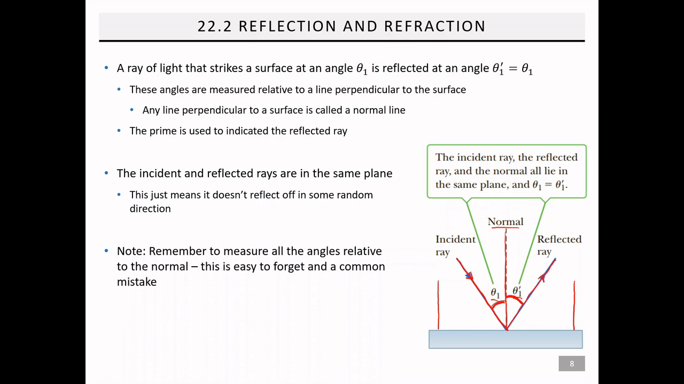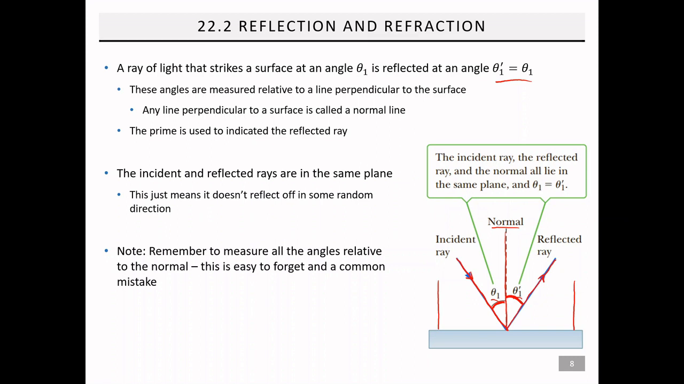Okay, so at the top we have a ray of light that strikes at angle theta 1 and reflects at angle theta 1 prime, and that first bullet point tells us that theta 1 prime is always equal to theta 1. So the light reflects off at the same angle that it's incident upon the surface.